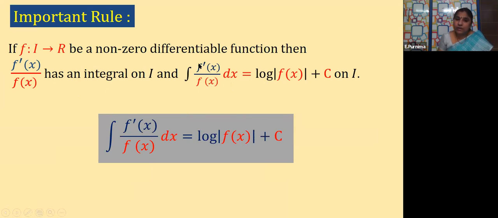If the function is there as integral f dash x by f of x, the condition is that f should be a non-zero differentiable function. Because f is there in the denominator now, it should not be a zero function. The denominator should not be zero, because if it is zero, then there is no meaning for the function. It becomes undefined. So that's why it should be a non-zero differentiable function. Why I'm saying it is differentiable? Because f dash x is nothing but the derivative of this one, no? So it must be differentiable, meaning the derivative should exist. So that is a condition.